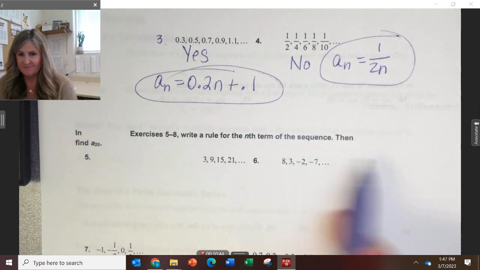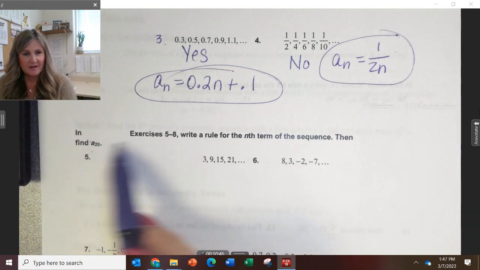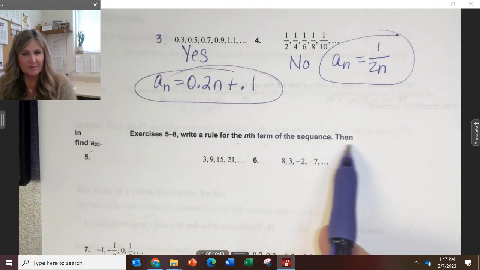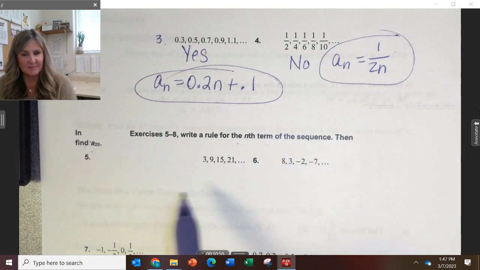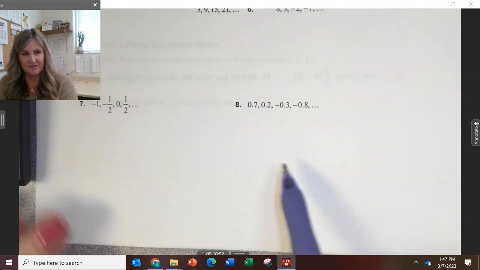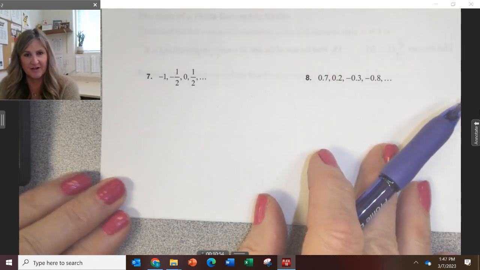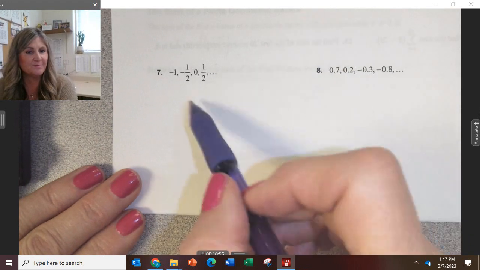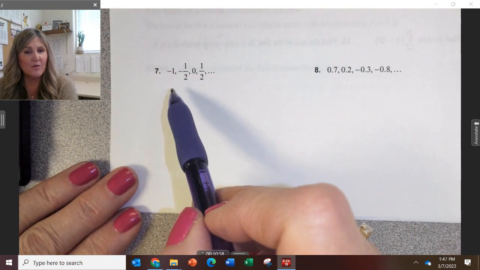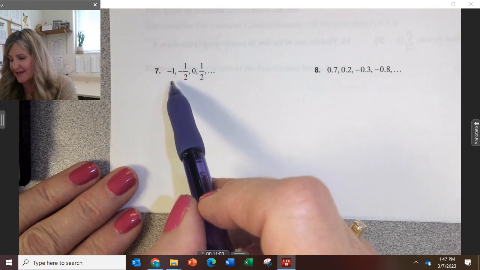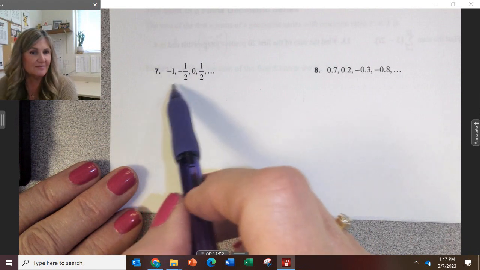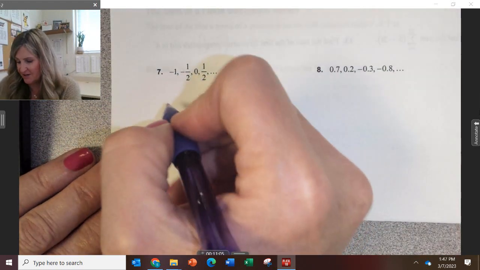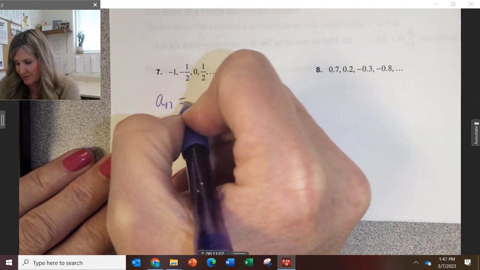All right, in this one, write a rule for the nth term of the sequence, then find a sub 20. We're not going to do the first two, we're just going to do the bottom two here. They're a little more difficult. So we want to find a rule for a sub n first of all. See if you can do that for these two. Find a sub n's formula.